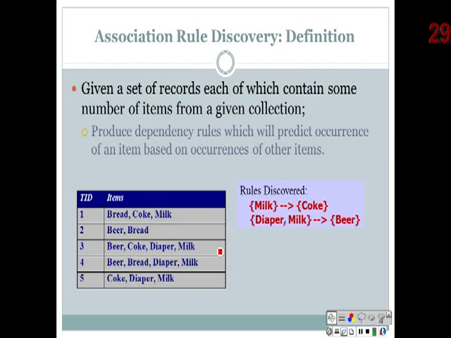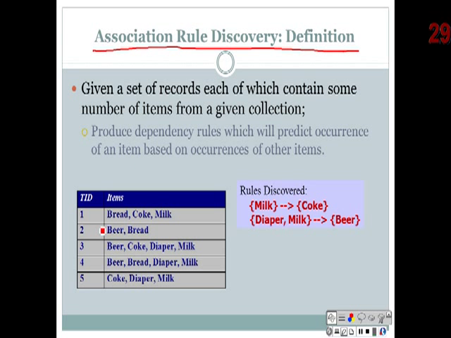The third type of algorithm: we passed the classification, we passed the clustering, now we are talking about association rules. We mentioned it briefly in the previous video, and here we're going to talk more about it. The same example we talked about before.